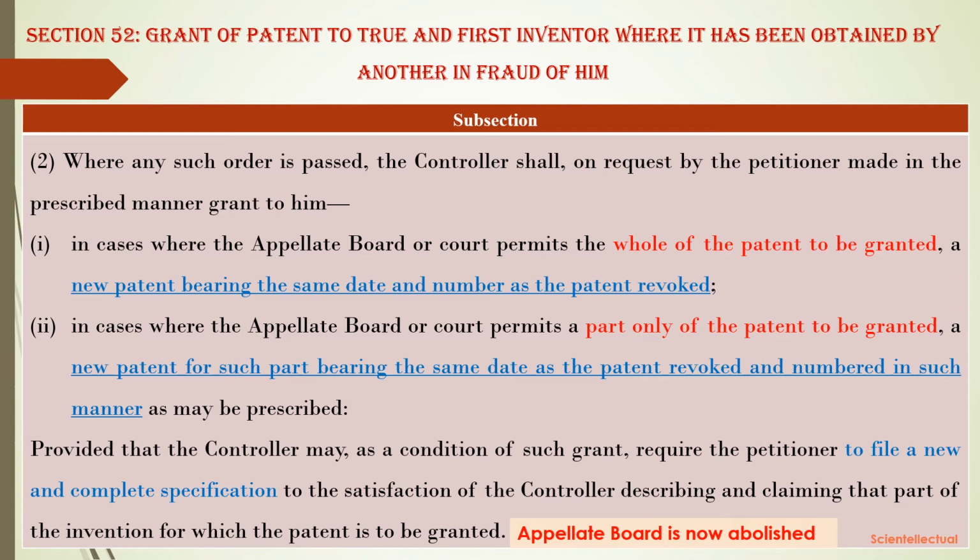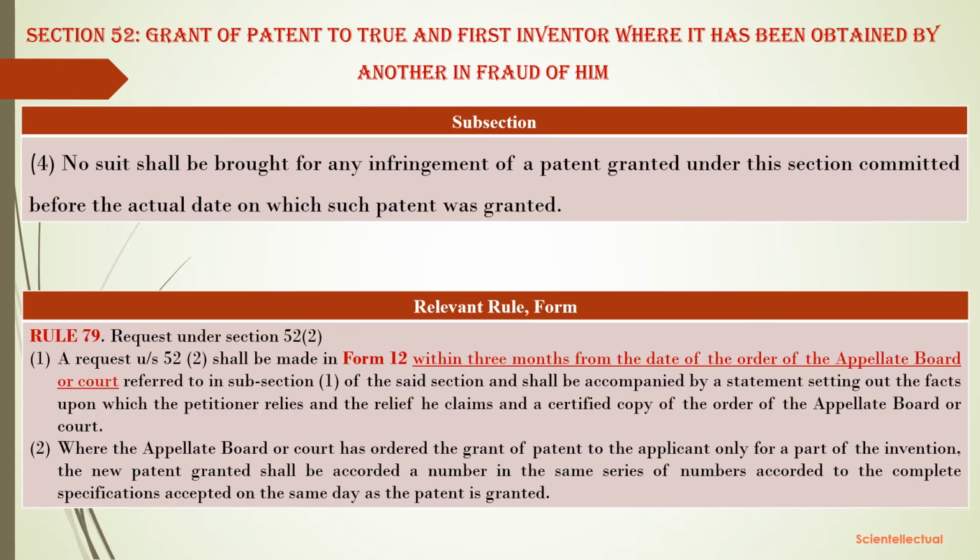Provided that the controller may, as a condition of such grant, require the petitioner to file a new and complete specification to the satisfaction of the controller, describing and claiming that part of the invention for which the patent is to be granted. Section 52, subsection 4. No suit shall be brought for any infringement of patent granted under this section committed before the actual date on which such patent was granted.